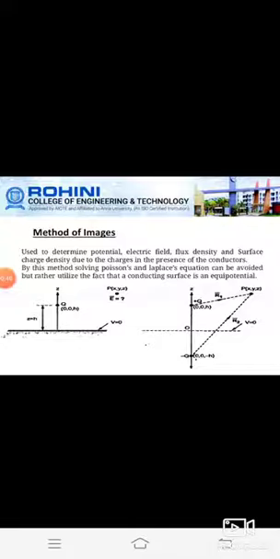Here the conductors will carry the charge only on the surface. So we will say the surface is an equipotential surface. Since these charges are present along the surface, we will be calling that surface an equipotential surface. So this method of images will help us to find the potential, electric field, electric flux density as well as the surface charge density due to these charges even in the presence of conductors. So these conducting planes we will be calling equipotential.